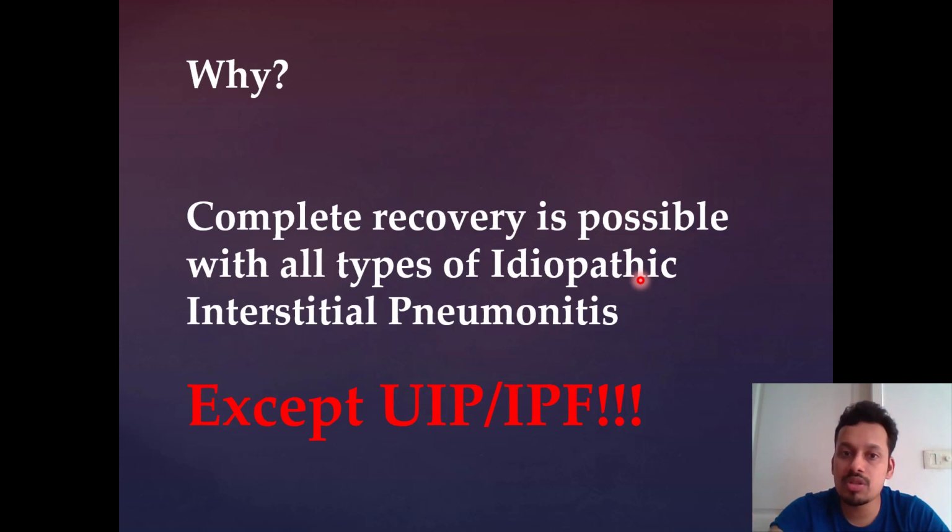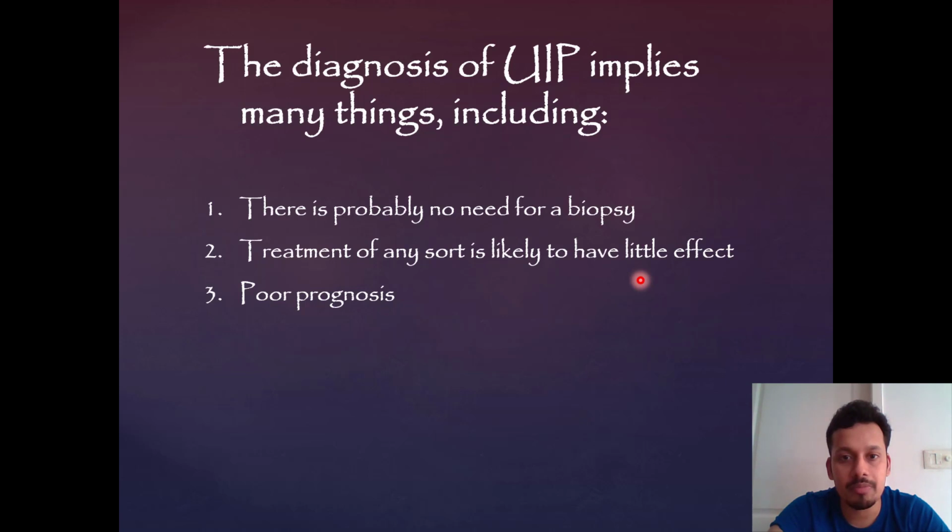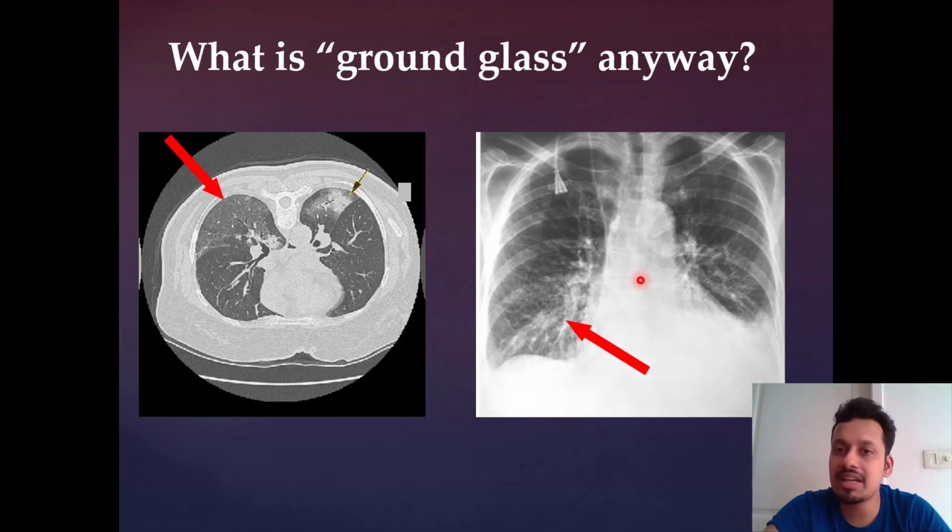Complete recovery is possible if diagnosed early in all other types of idiopathic interstitial pneumonia. So a diagnosis of UIP probably implies that there is no need for a biopsy, and treatment is unlikely to be of any benefit, and the patient has a poor prognosis.